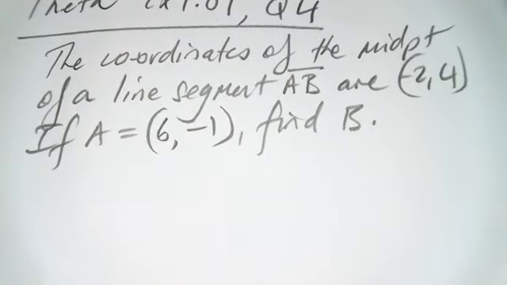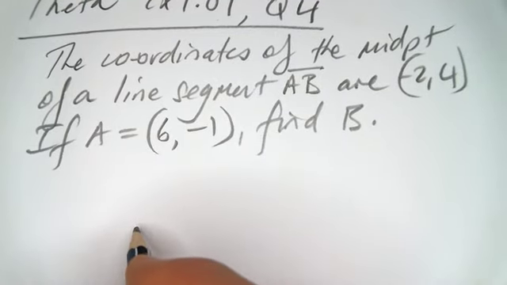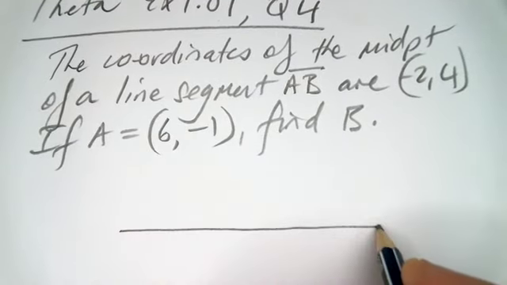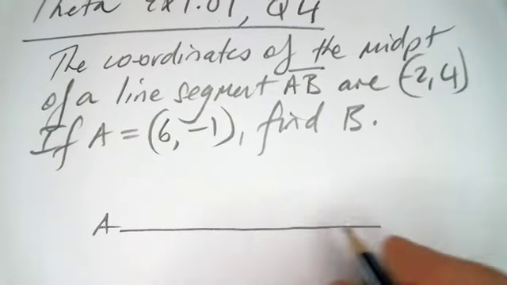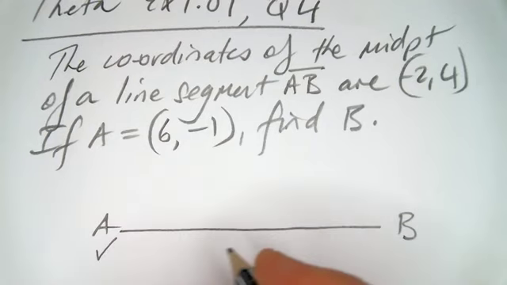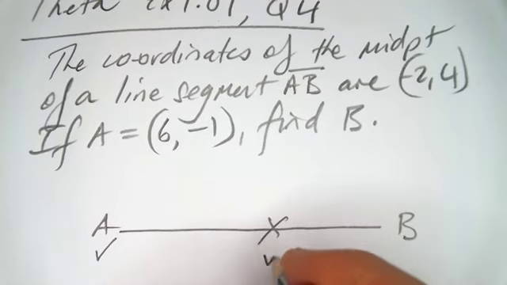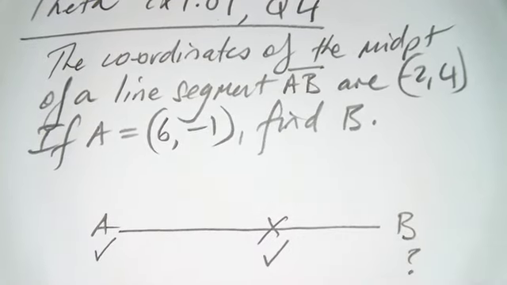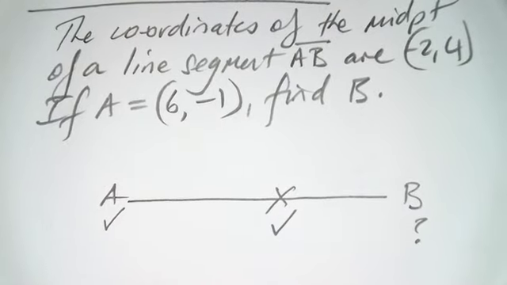In other words, if I was to do this as crudely as I possibly could, here we have a line segment. I'm going to call this AB. We know the coordinates of A. We know the coordinates of the midpoint. We just don't know the coordinates of B. So let's see how we can find that.